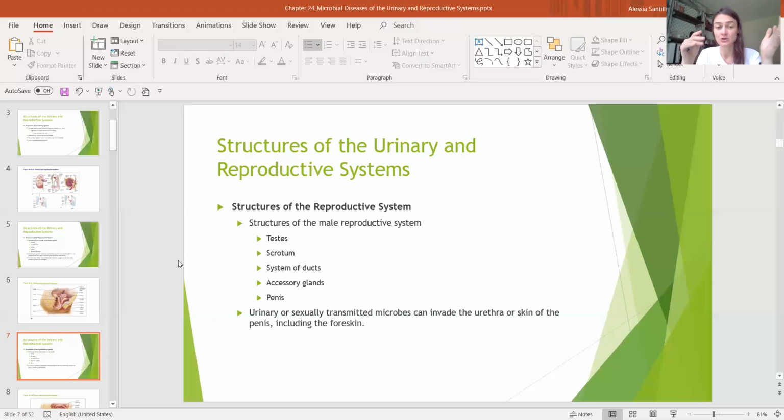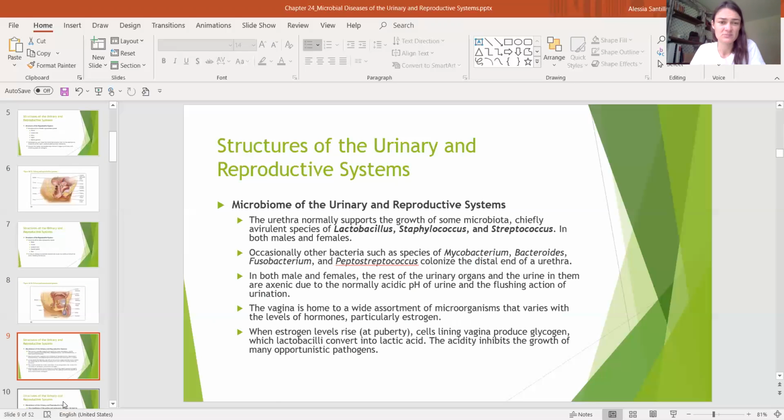While in females, we have one particular entrance for the vaginal tract, right? And then one exit, actually, I should say, for the urethra, another one. So the urinary or sexually transmitted microbes can invade the urethra, even though it doesn't happen as often as in females. It can also invade the skin of the penis, especially if the person has the foreskin. If they still have the foreskin, that's a very easy place to get infected.